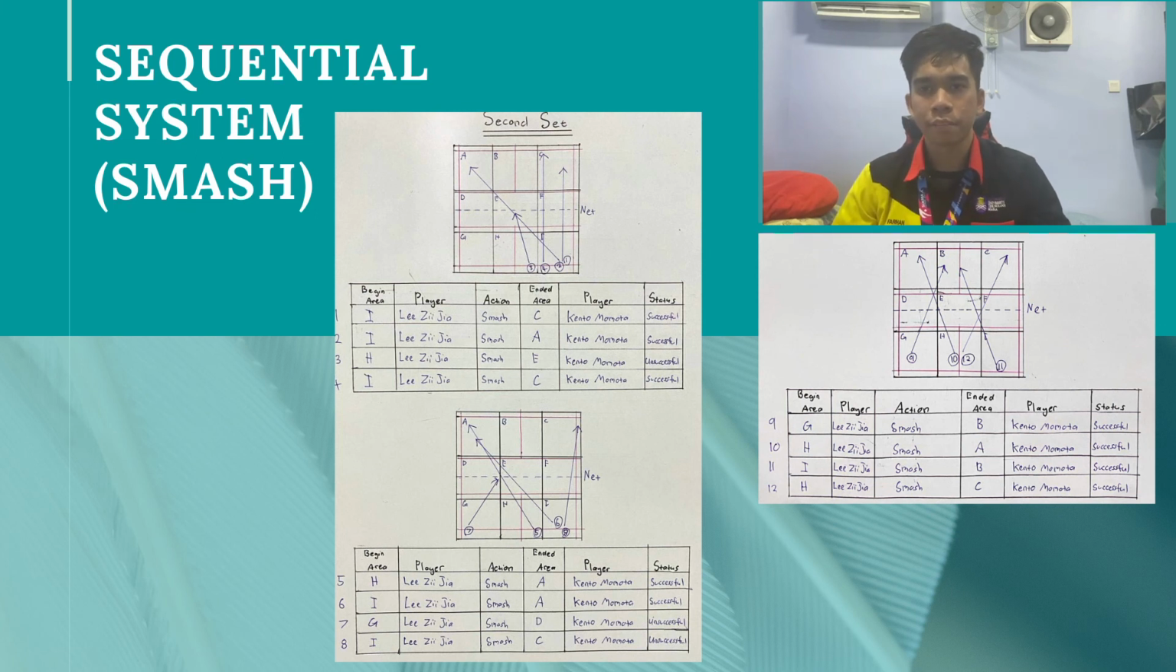So here we have 15 successful smashes and 6 unsuccessful smashes.